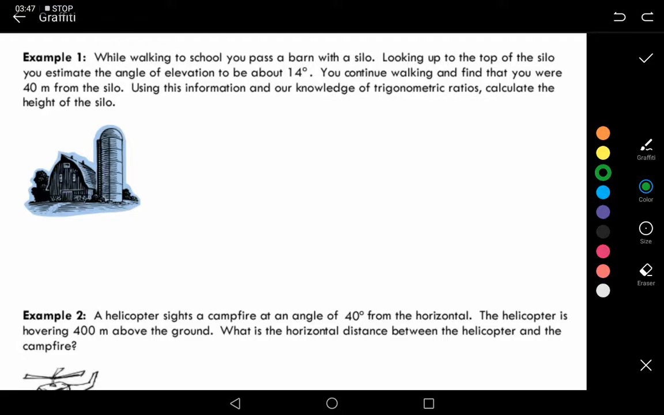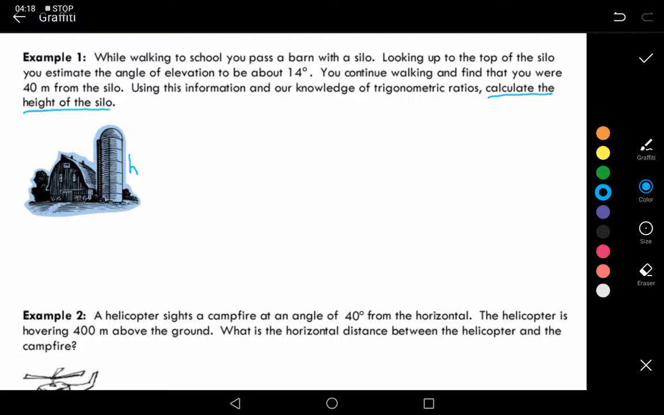Okay, so step 1 says to identify what needs to be calculated. So we're looking at that last sentence there. So it says calculate the height of the silo. Okay, so as soon as we see height, we know that what we're trying to calculate is that side length. Okay, specifically is the height of this silo. Okay, so we know what we need to calculate. We move on to step 2.